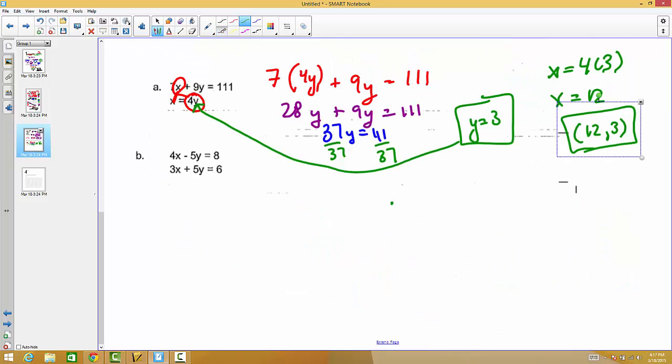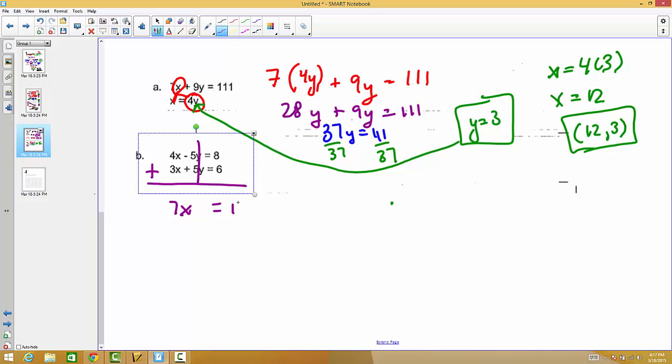And the next one is set up for elimination because if you add these, the 5y's cancel. So you get 7x equals 14. You know it's set up for elimination because the x's line up, the y's line up. Okay, and then the numbers line up. I can't draw an arrow. So in order to solve this, you would divide both sides by 7, so x is 2.